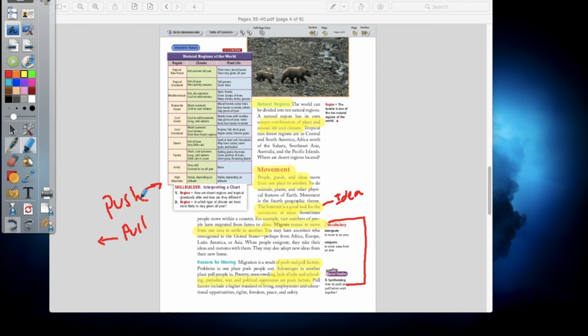That could be a push factor. So you immigrate to a different country that is more accepting of different nationalities. That would be a pull factor for you. Things like opportunities, rights, freedoms, safety, peace, and stability are all pull factors.